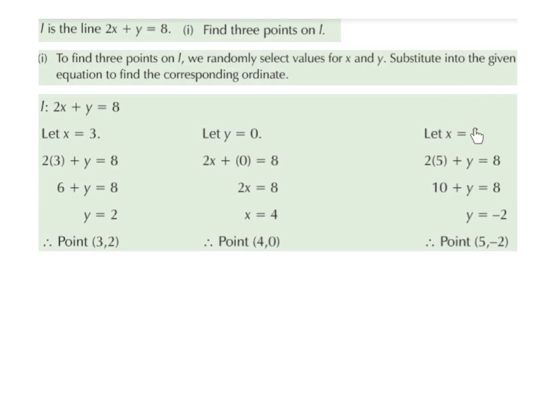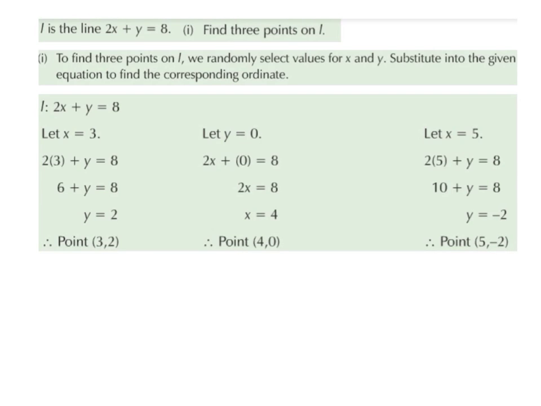Next I'm going to let x equal 5. So I'm going to swap the x value for 5 with brackets around it. 2 multiplied by 5 is 10. 10 plus y is equal to 8. So then 8 minus 10 is minus 2. So y is equal to minus 2. So I have an x value of 5 and a y value of minus 2. So we have the coordinate 5, minus 2.